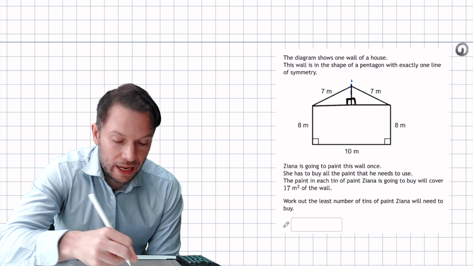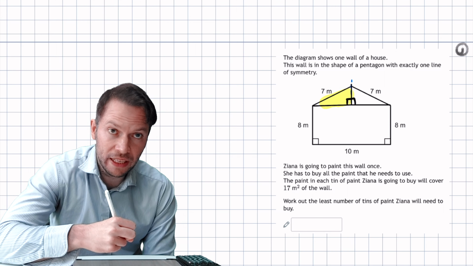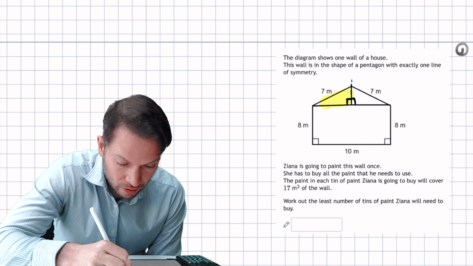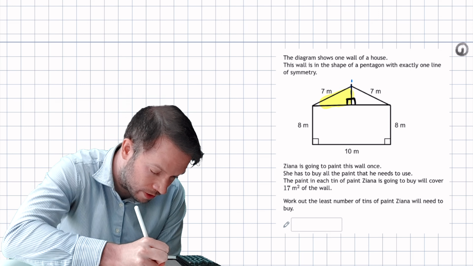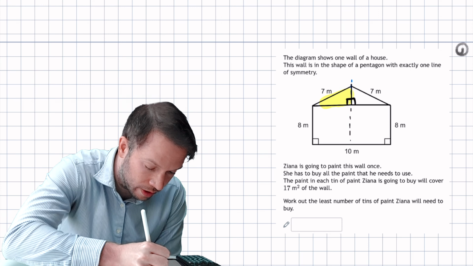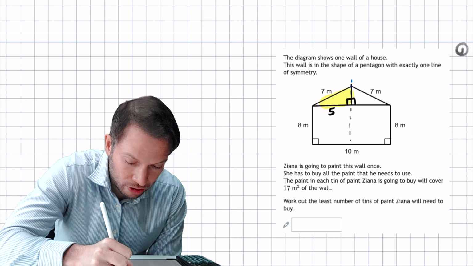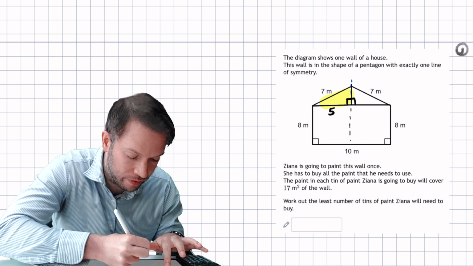Now, to find the area of this triangle here, we need to do half times base times height. Now, we don't know the height of this triangle. We do know the base because of this line of symmetry in the middle. We know that half of 10 is 5, so this is going to be 5 meters, half of 10. But we don't know this height of the triangle here. So let's just draw it out, and then we can use Pythagoras theorem.